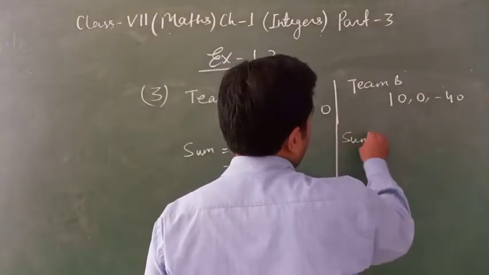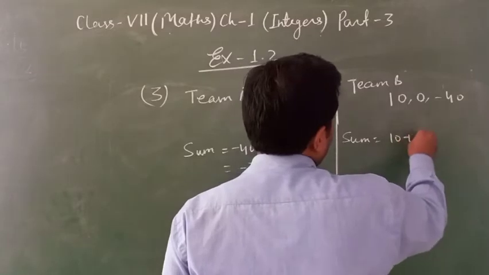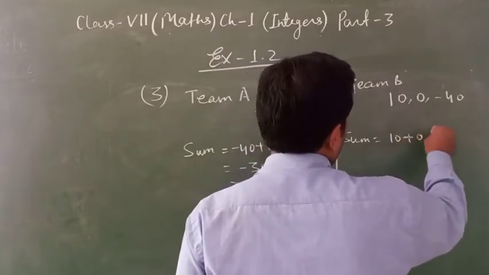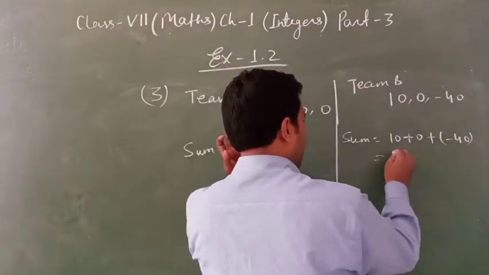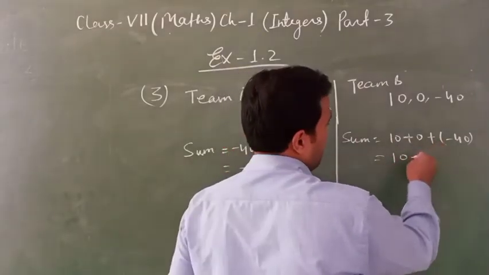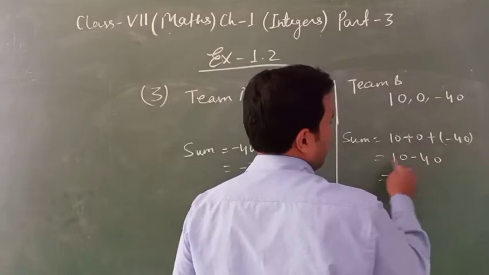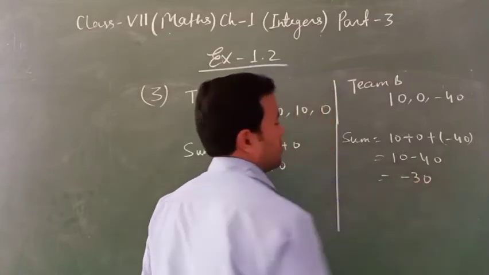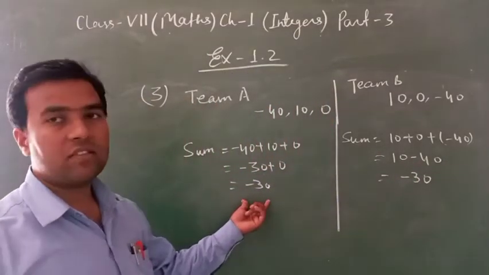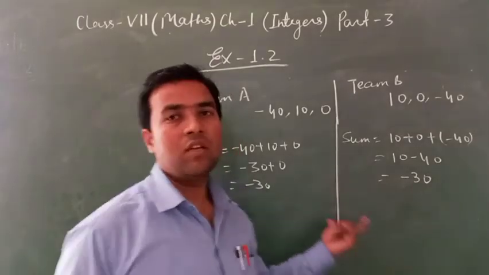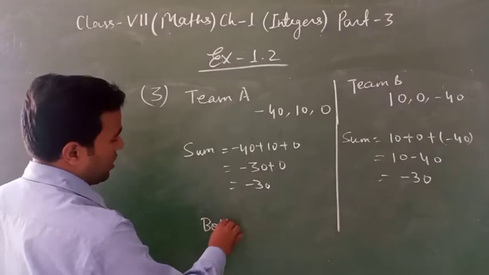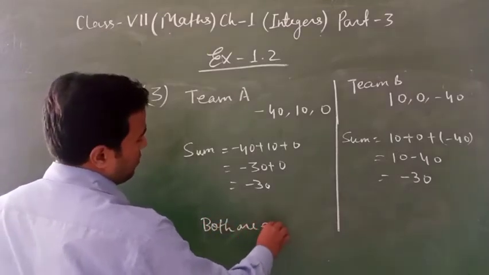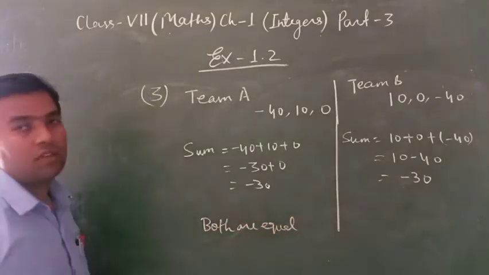Sum: 10 plus 0 plus minus 40. So 10 plus 0 is 10, 10 plus minus 40 is minus 30. See, team A is minus 30, team B is minus 30, which means both scores are equal. It is the answer.